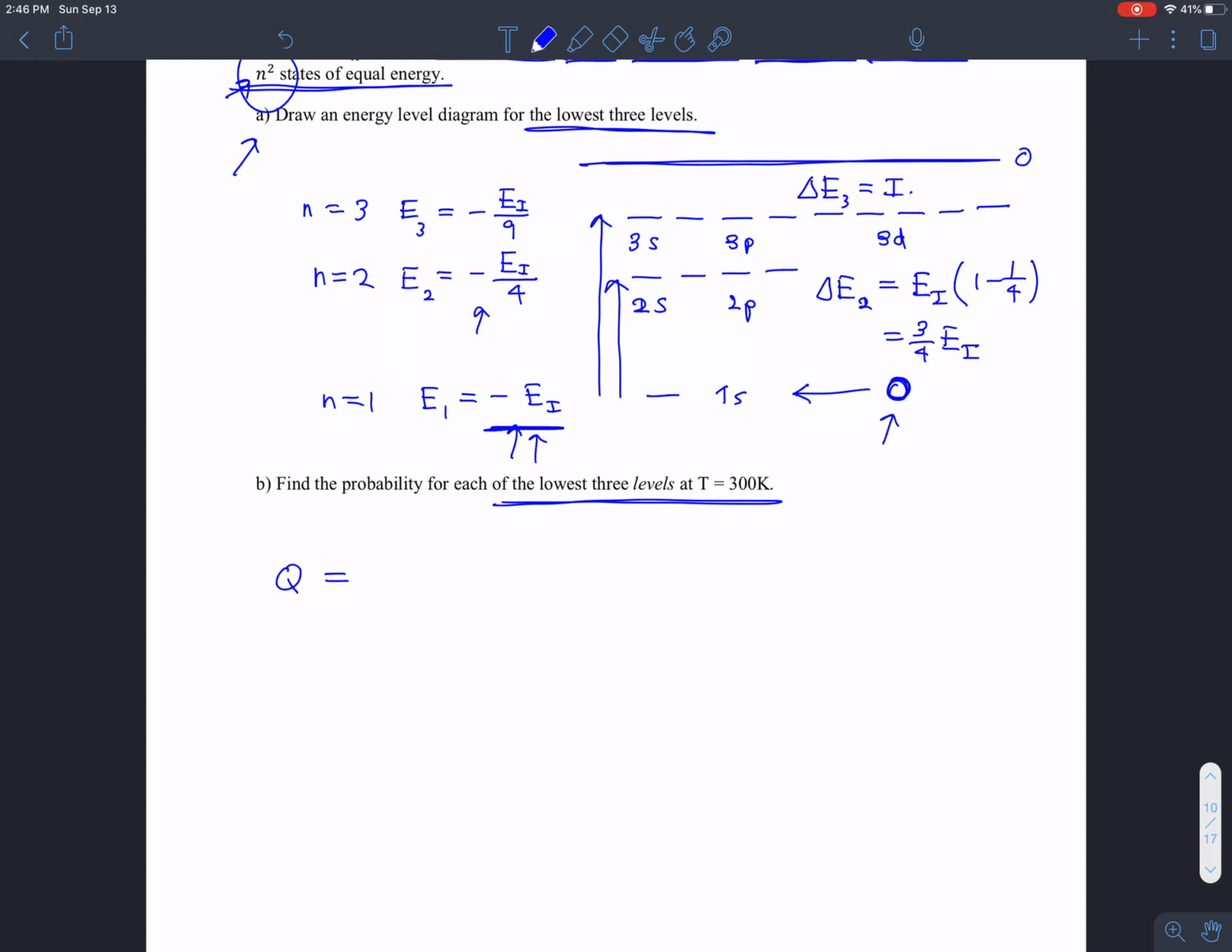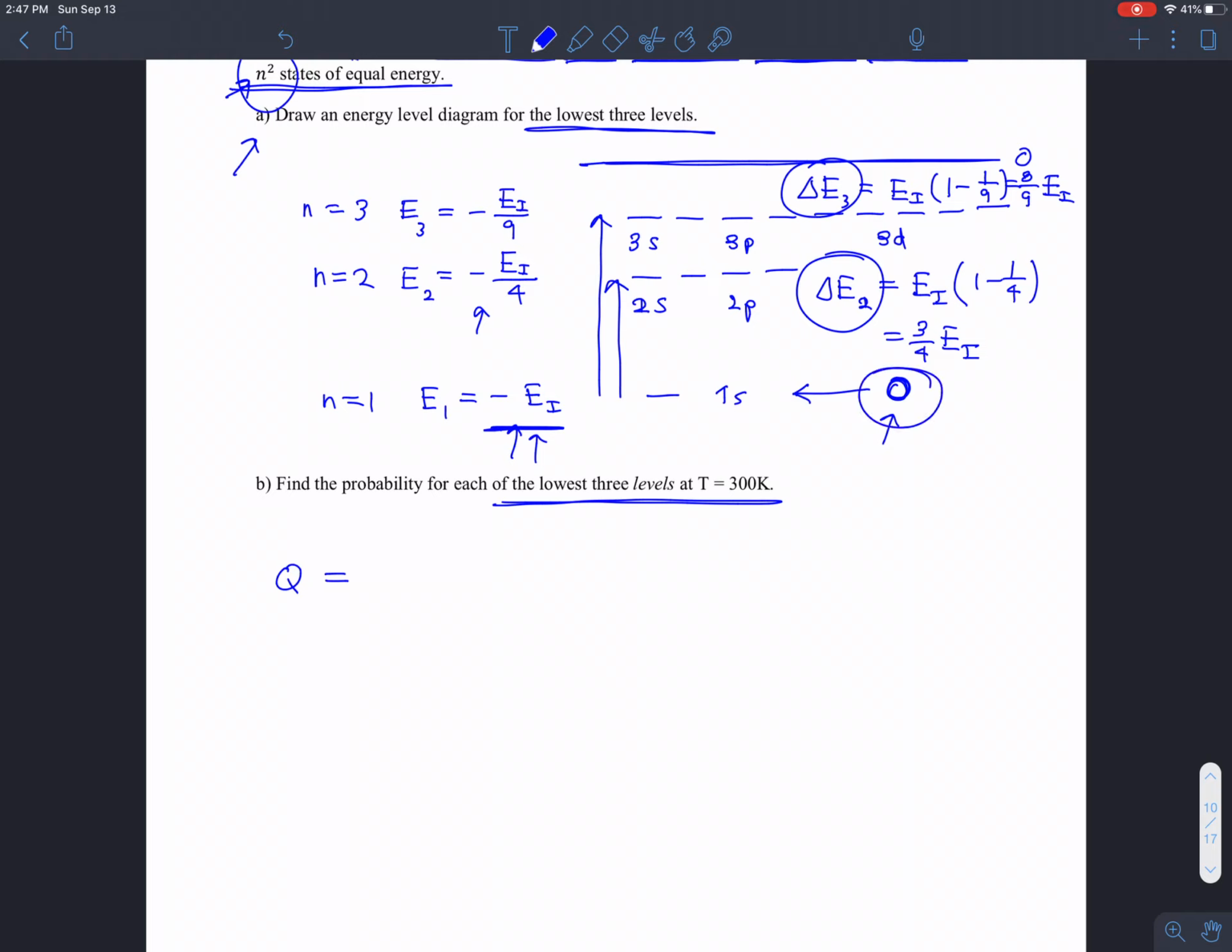That's E sub I times 1 minus 1/9, which is 8/9, times E sub I. Sorry, it's kind of crammed up in there in a corner, but I'm writing too big for the amount of space I allowed myself. So here are delta E's. Those are the quantities we're going to actually need.